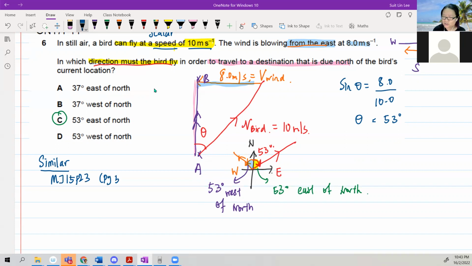This is page 5, the water velocity. Do this. Basically, you do everything in page 5. If page 5 is okay, then you're okay already.